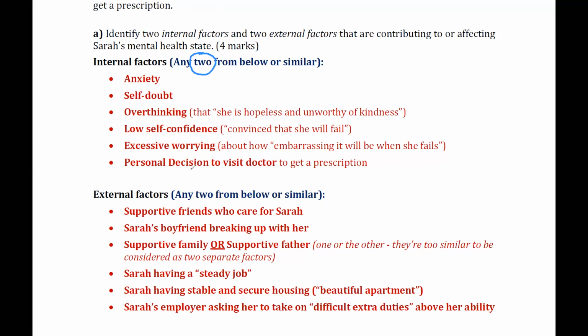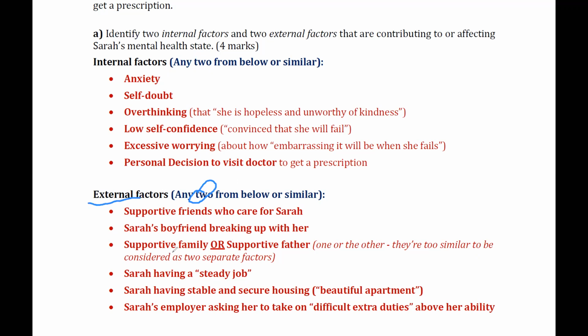Her personal decision that she made to visit the doctor to get a prescription, that is an internal factor as well, because it's related to her decision-making ability, which is a personal or internal factor. Again, external factors, so we're talking about any two. So we're talking about like supportive friends, Sarah's boyfriend breaking up with her. These are all external. They come from outside the person or outside of Sarah.